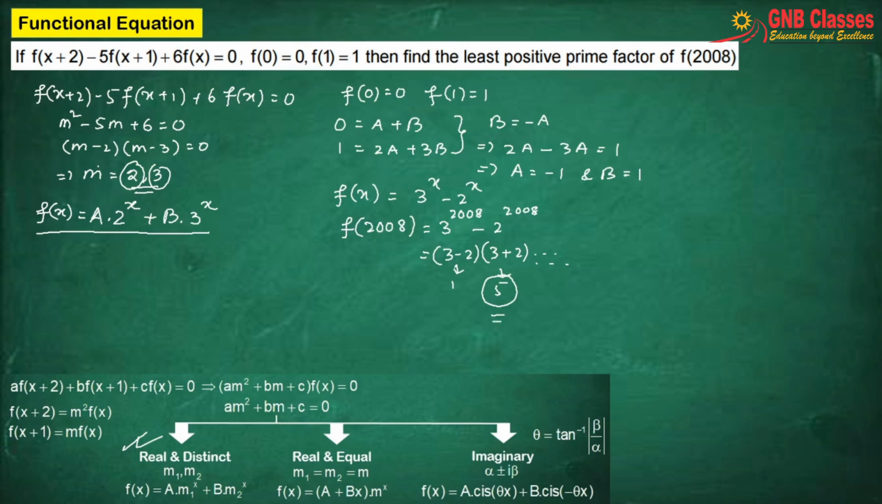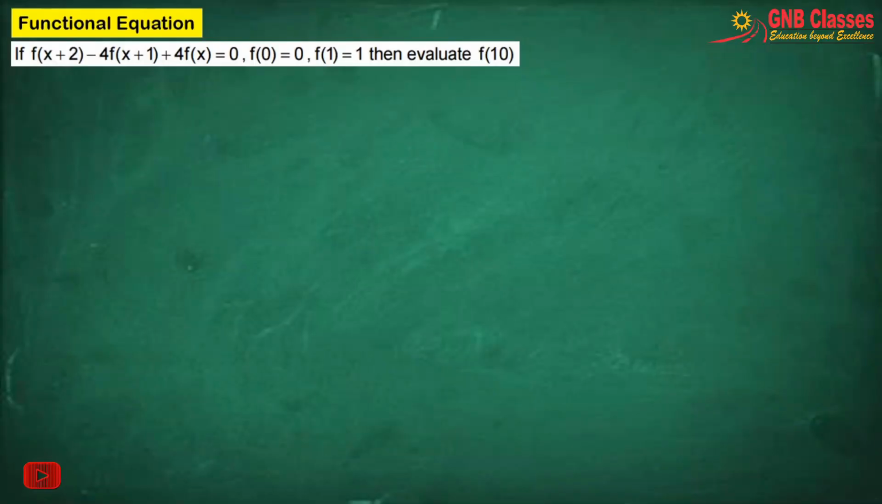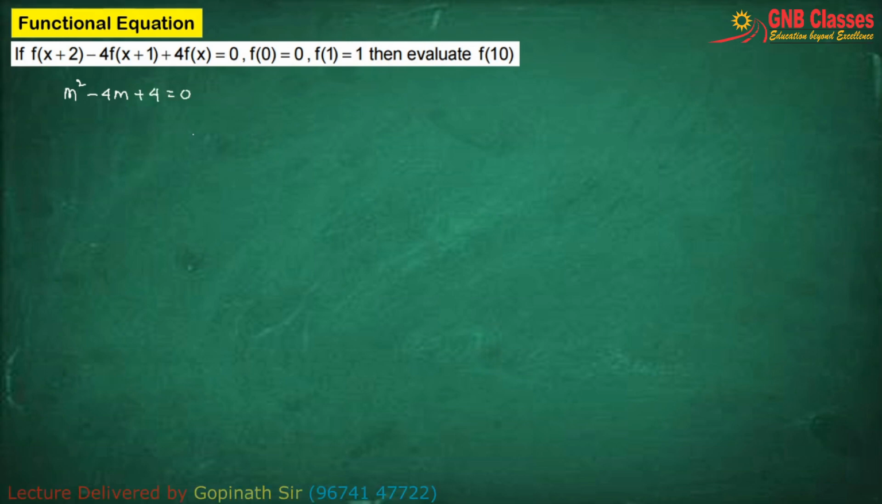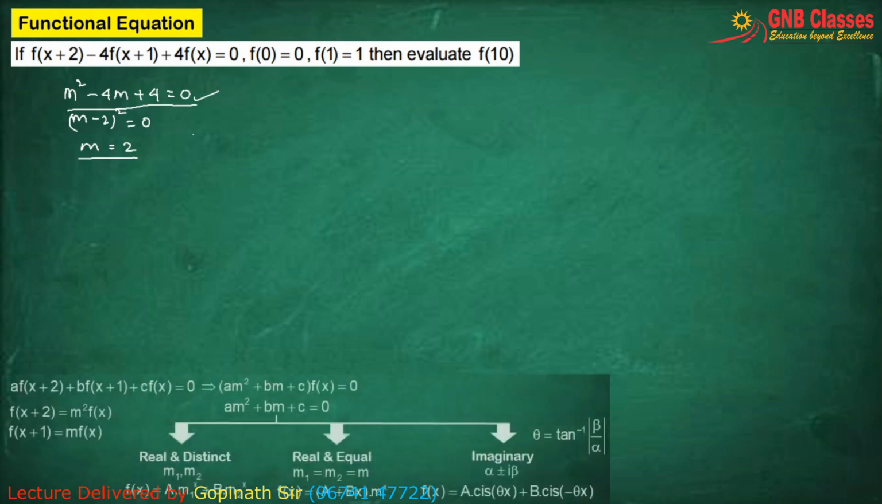Okay? Now, let us move to another problem of this kind. This is again a similar kind of problem. So, in this case, our quadratic equation will become m square minus 4m plus 4 equals 0. Right? Therefore, it is (m minus 2) whole square is 0, which implies m is 2. Therefore, for this quadratic equation, the roots are real and equal. Now we know that when the roots are real and equal, the function will be defined as (a plus bx) into m to the power x, where m is 2, so it will be 2 to the power x.